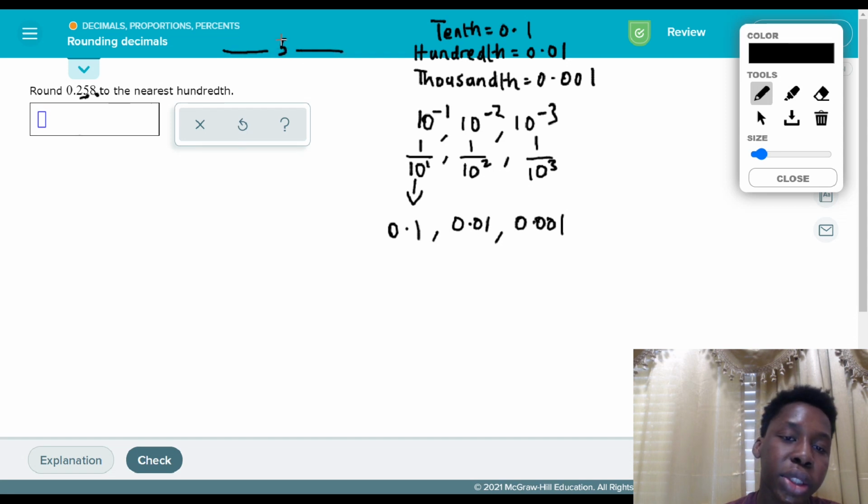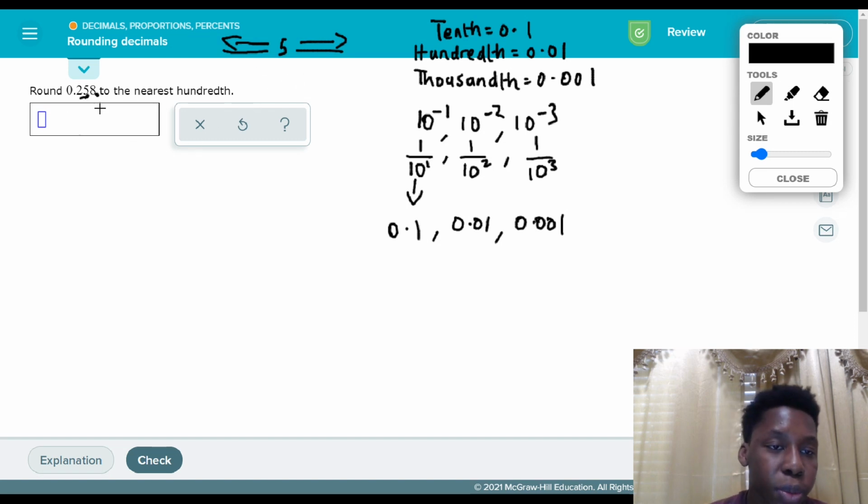So if the number is greater than or equal to 5, if it's from 5 upwards, 5, 6, 7, 8, 9, whatever, then we can add 1 to the position we're asked to round from. But if it's less than 5, which is 4, 3, 2, 1, 0, then we'll just leave it as it is and cancel every other thing to a 0.